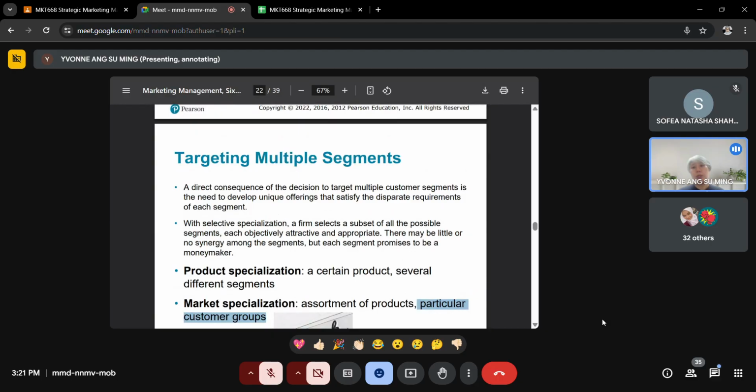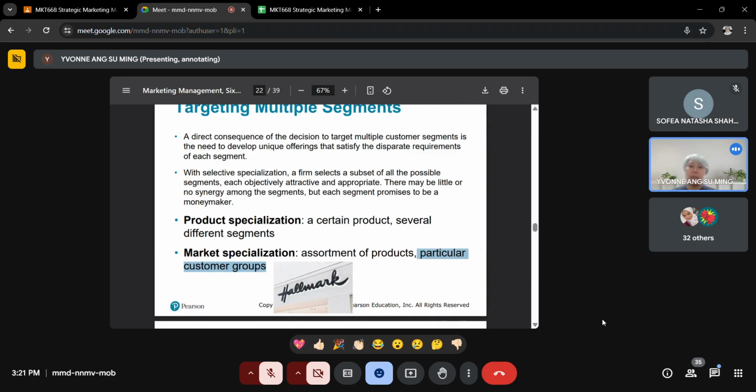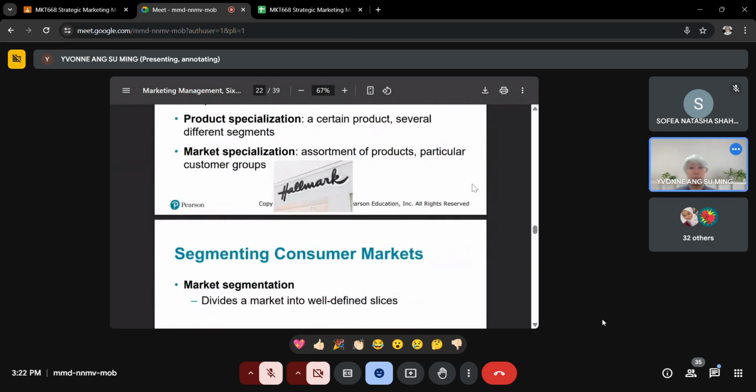Okay, so this ties into how the company will actually go out and deliver dia punya produk kepada multiple segment sekiranya dia memilih multiple segment. So it's up to them lah, how they want to execute, and they might well know that in fact there is no synergy among the segments, so they have to figure out how they actually want to roll out their punya product. Okay.